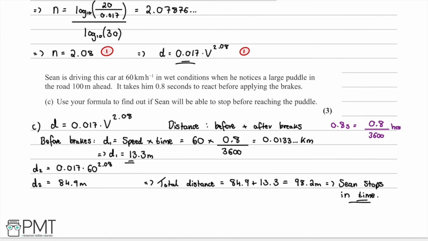So in this part of the question, there was again 3 marks on offer. We receive our first mark for working out the distance using our model, where we substitute 60 into our formula. So we receive this at this point here, where we worked out d2. So we then receive our second mark for working out the distance before the brakes were applied. So that came when we worked out 13.3 meters. So we then receive our third and final mark for concluding that Sean stops in time and that the total distance is 98.2 meters.